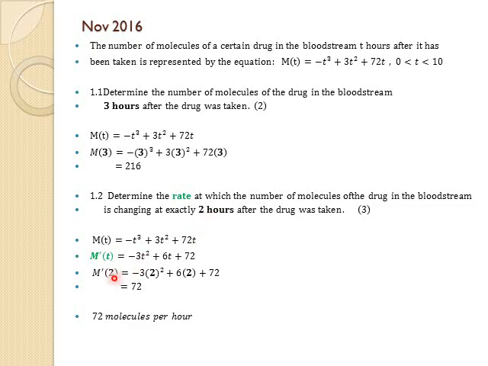Say 2 hours, so my time there is 2 hours, so I substitute 2 in, that's 2 in the place of T. 72 plus 12 minus 12 gives me 72 molecules per hour. So the rate of change of the number of molecules in the bloodstream 2 hours after the drug was taken is 72 molecules per hour. So very important, see the word rate.